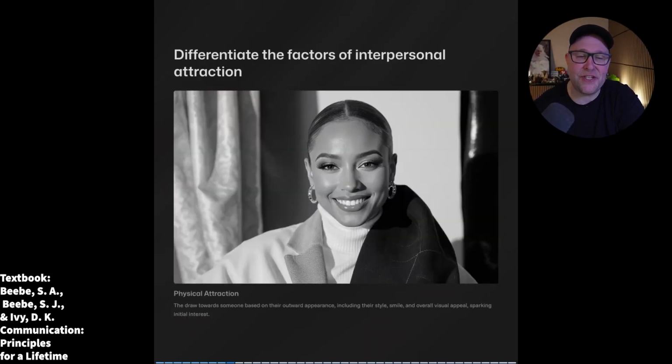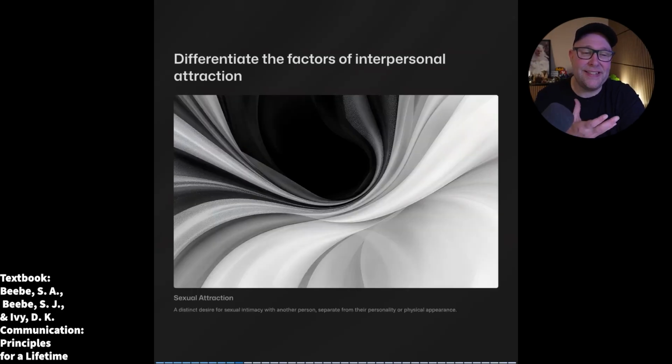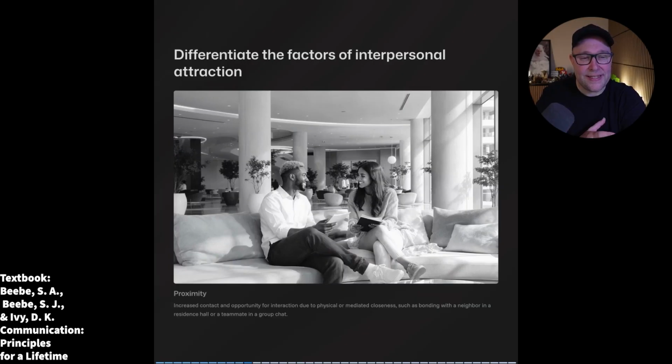Physical attraction is the draw towards someone based on their outward appearance, including their style, smile, and overall visual appeal, sparking initial interest. Sexual attraction is a distinct desire for sexual intimacy with another person, separate from their personality or physical appearance. Proximity is increased contact and opportunity for interaction due to physical or mediated closeness, such as bonding with a neighbor in a residence hall or a teammate in a group chat.